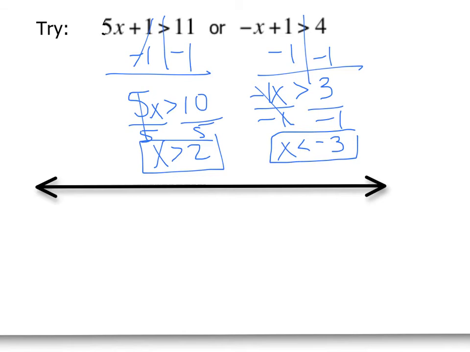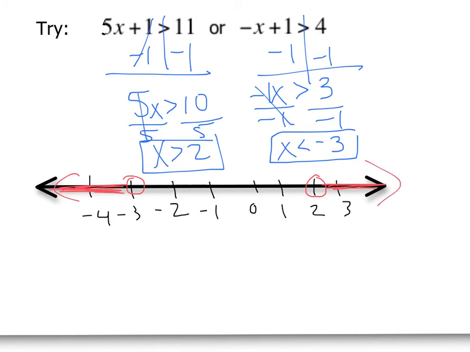I need 2 and negative 3, so negative 4, negative 3, negative 2, negative 1, 0, 1, 2, 3. Okay, so I go to graph it. First one, open or closed? Open. So open at 2. And then the other one? Open. Open at negative 3. And then because they're two separate inequalities, I go in separate directions. They're not connected because the inequality is not connected.